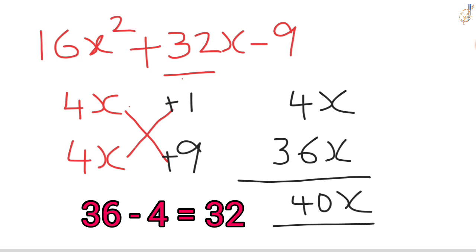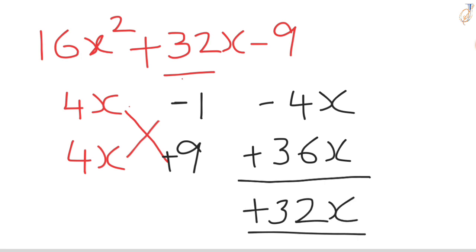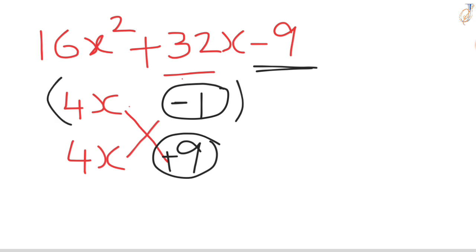Here 36, you subtract 4, you will get 32. So 1 you change to minus 1. Then 4x times minus 1 is minus 4x. Now plus 36x minus 4x gives 32x. So the first condition is satisfied. Now check the second condition. The second condition is, when these are the factors, multiply the factors. Minus 1 times 9 is minus 9, which is the same as the constant. So our second condition is also satisfied.